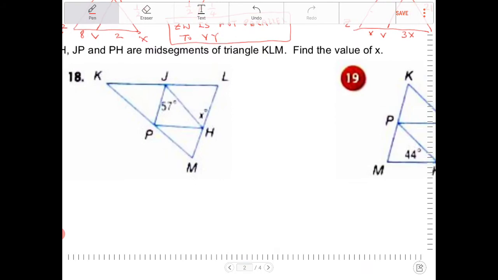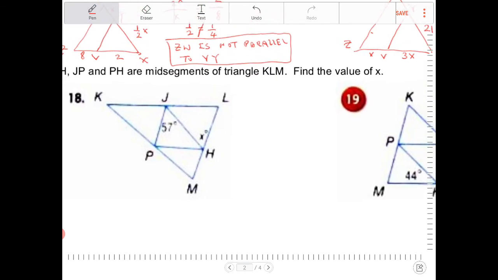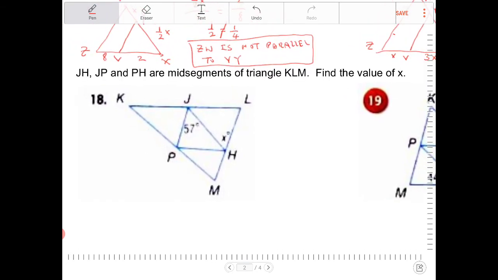Alright, last two. So this is 57 degrees, this is x, so therefore... Oh, I didn't even read the instructions yet. JH, JP, and PH are mid-segments. So these are all mid-segments, so therefore these are going to be the same.